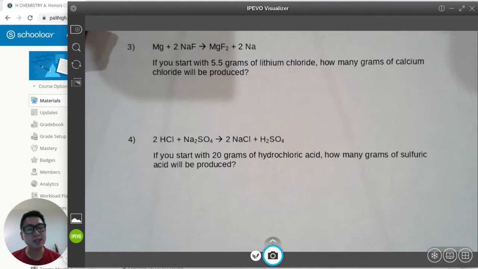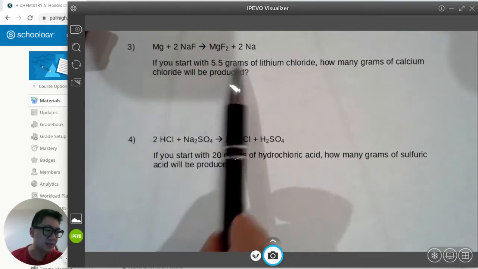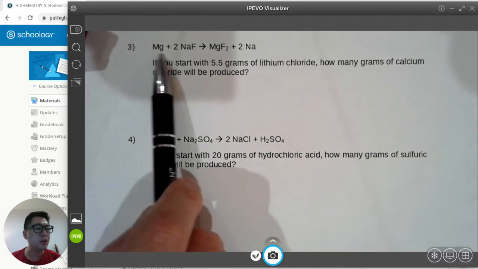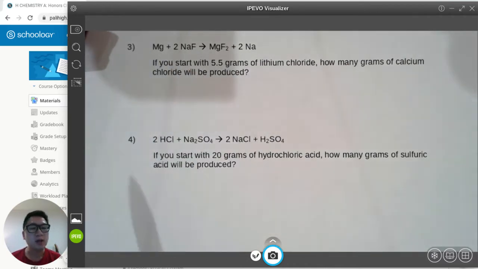All equations must be balanced before you even do any stoichiometry problem. So this equation is already balanced, but if you're not sure, you should always check to make sure it's balanced. But it already is. I'm just telling you it is. Okay, so we are going to do this problem.